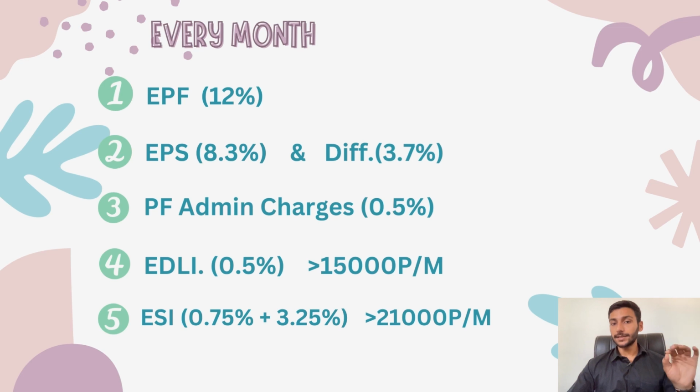And here the fact is that this EDLI is only calculated up to a salary of 15,000. If the employee's salary exceeds that 15,000 limit, EDLI is still deducted, but only on the 15,000. For example, if the employee's salary is 20,000, then we have to deduct EDLI 0.5% on 15,000. But if the employee's salary is 12,000, then we have to calculate EDLI on 12,000.